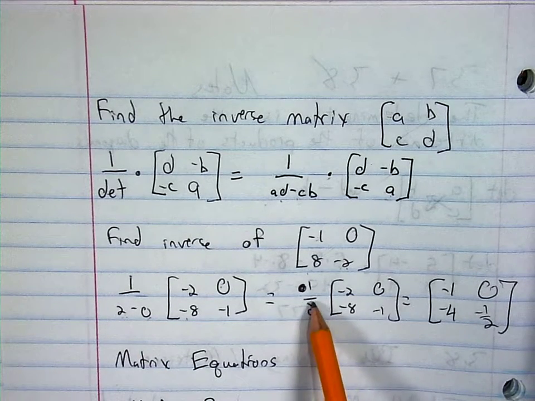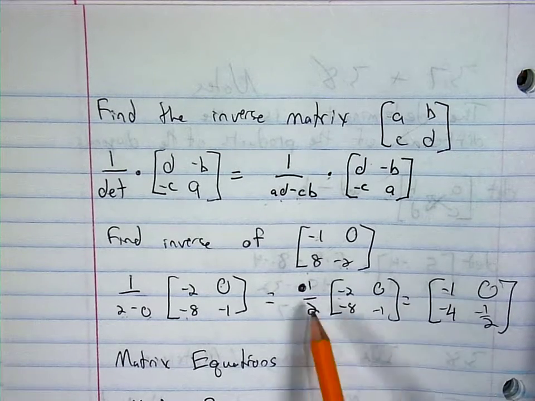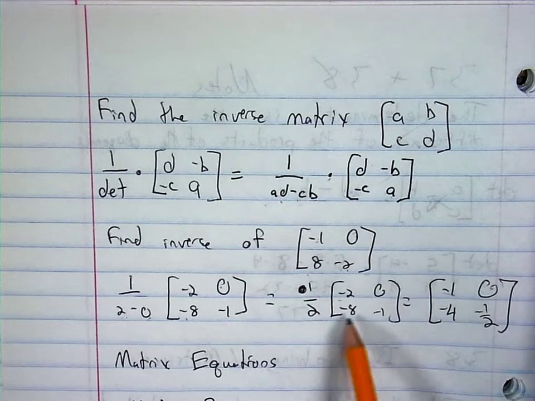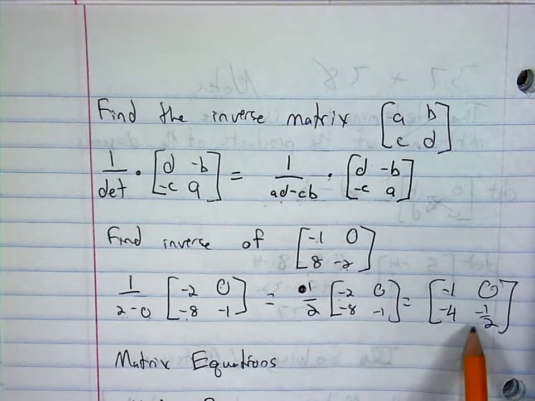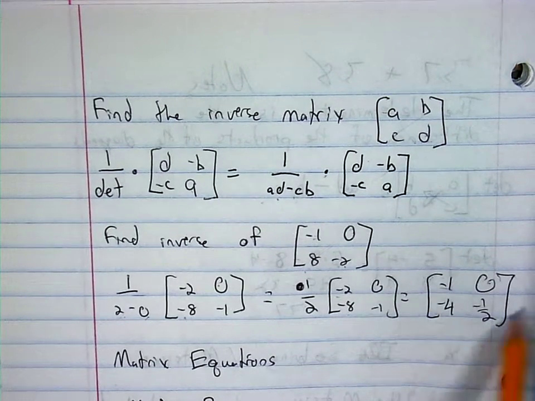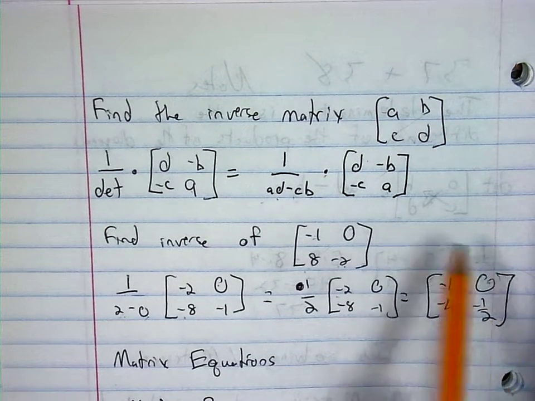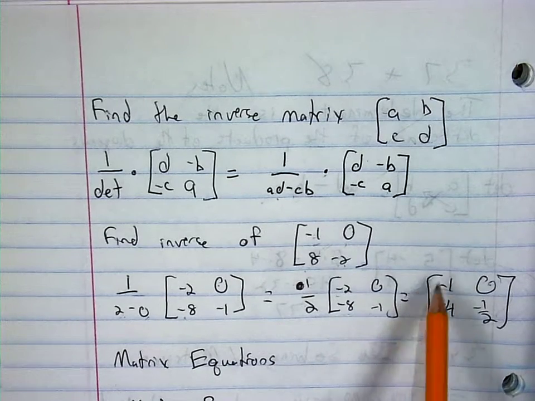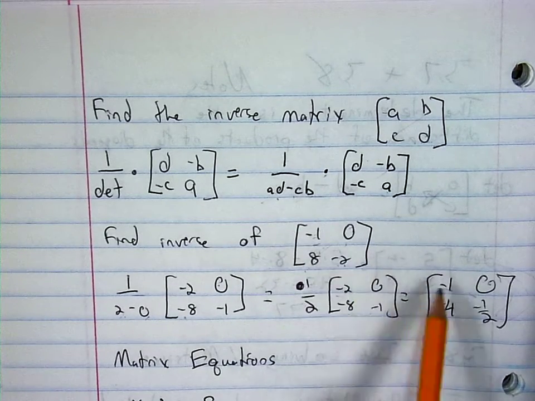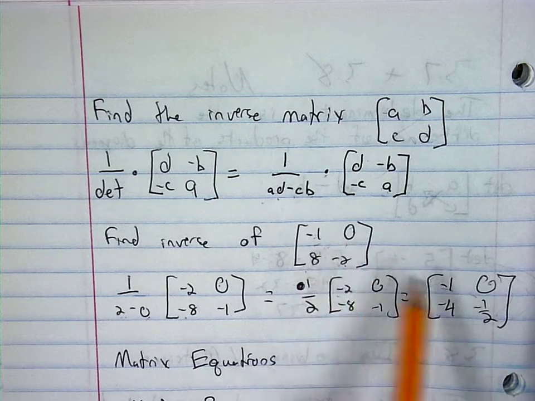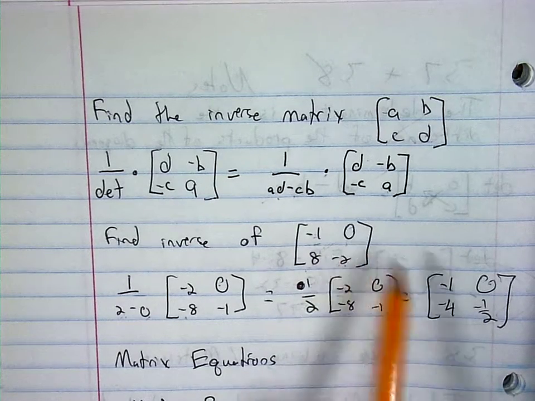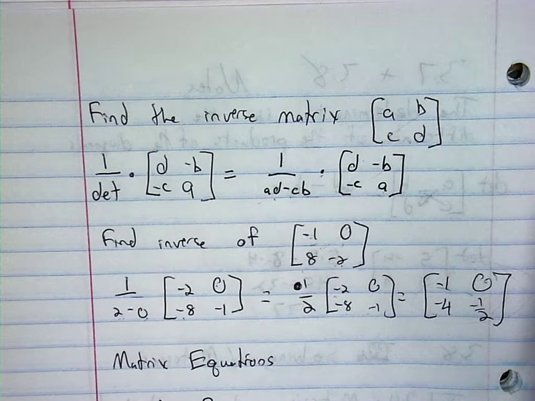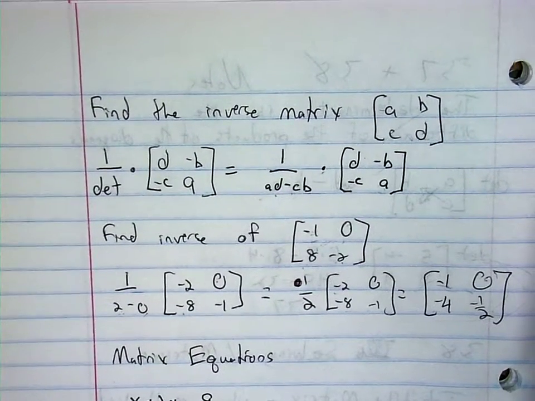Simplify our front number here, 1 over 2 minus 0, that's just going to be 1/2. And now I multiply that through to everything. Negative 1, 0, negative 4, negative 1/2. This is the inverse matrix to our original one up here. If I were to multiply these two together, I'd get 1, 0, 0, 1. Okay, so you're going to have a few problems like that. It seems confusing at first. Once you start doing a few and get the pattern down, it's really easy.